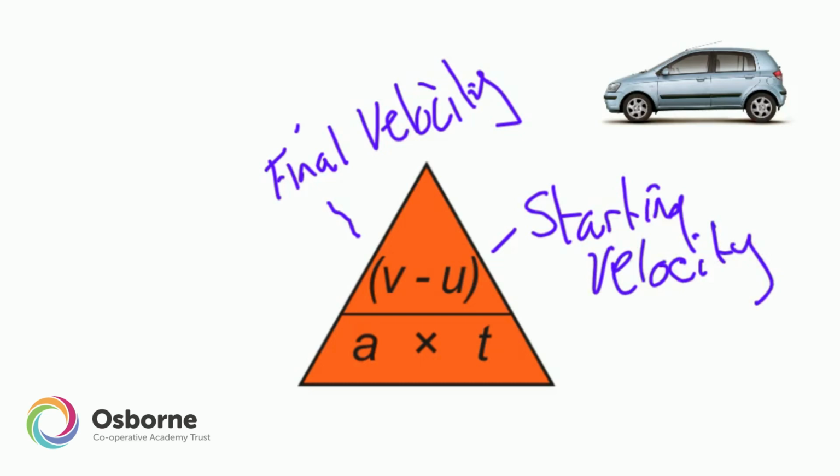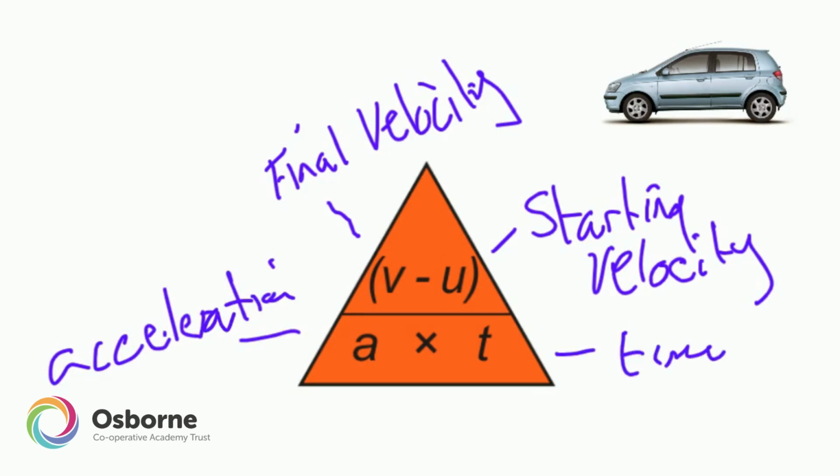So V minus U means you have to take away the final velocity from the starting velocity. Now underneath the bottom of the triangle we have acceleration, the A, and over here we have time. So let's take a look at where our numbers fit into this triangle so we can do the calculation of how fast my car accelerated.